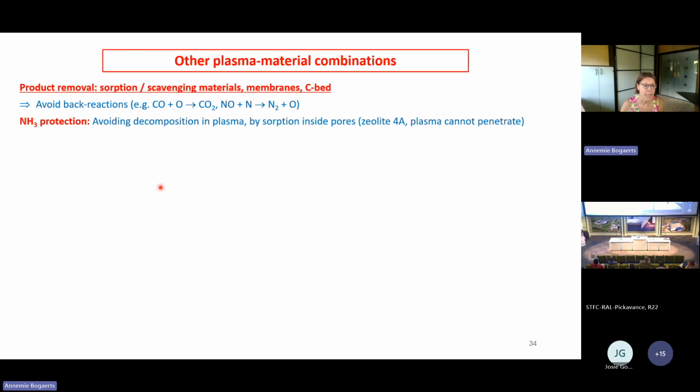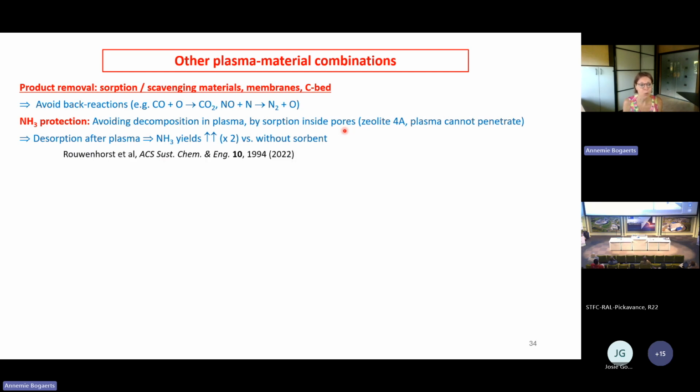An example that is shown already in literature is ammonia protection to avoid decomposition in the plasma. I showed by the model and also our experiments that ammonia can be decomposed in the plasma. Now, if ammonia can be absorbed inside the pores, and the pores are very small, the plasma cannot penetrate and ammonia is protected. Then after the plasma, ammonia can be desorbed, and this leads to much higher ammonia yields compared to without sorbent. This was shown, for instance, in a paper by Rauwenhorst, and also for NOx synthesis, where he saw a factor 15 improvement.